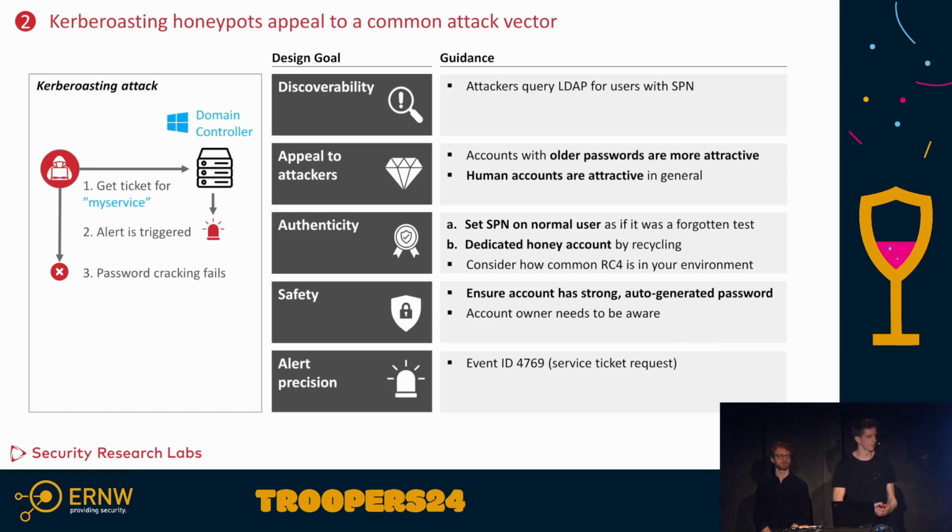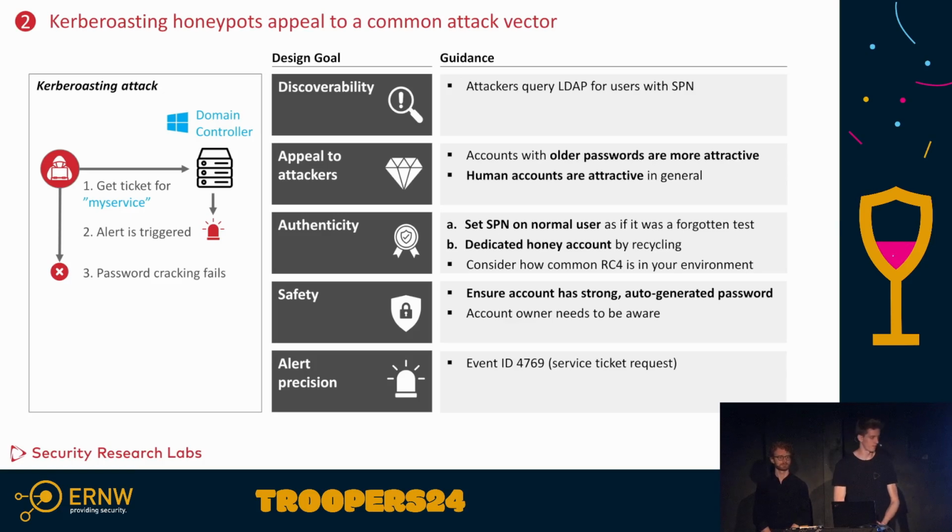Authenticity-wise, we have two options here as well. Either set an SPN on a normal user, kind of making it look like it was some forgotten test case an admin tried out at some point, or otherwise, again, use a dedicated honey account by recycling decommissioned accounts. Also, regarding authenticity, you should consider how common RC4 is in your environment. It would make it a bit easier for an attacker and therefore more appealing. But if it's the only RC4 account in the whole network, it might look a bit suspicious.